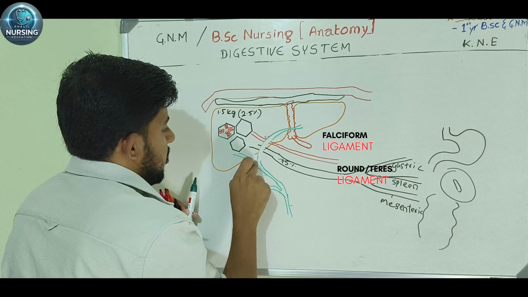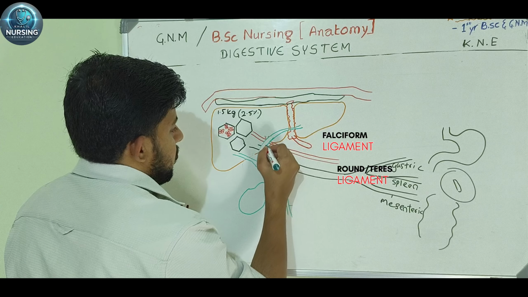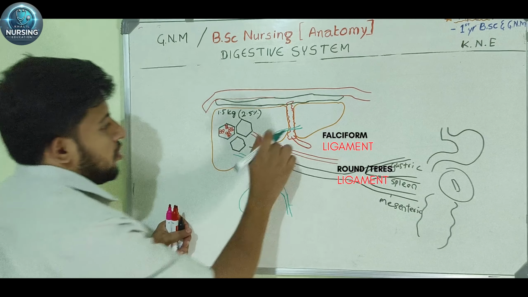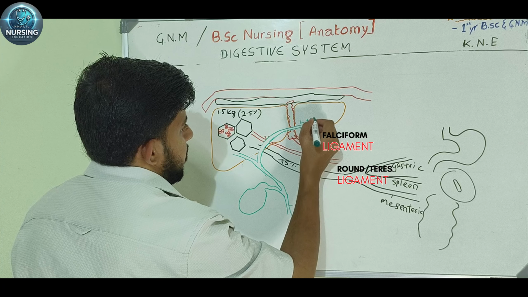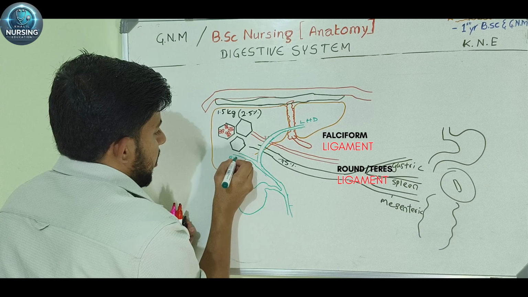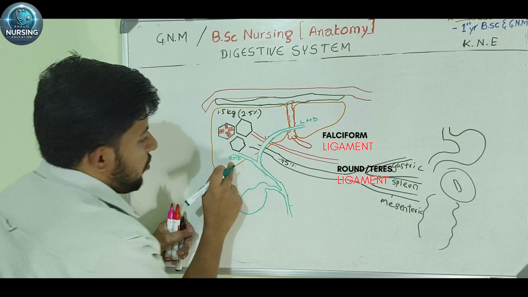This is for better understanding for you. Here, this one is what? Sorry, this one is the left hepatic duct. This one is the right hepatic duct. They join together to become a common hepatic duct. Later on, this is the cystic duct. I will write the names afterwards. First you understand: the common hepatic duct and cystic duct join together to form a common bile duct.